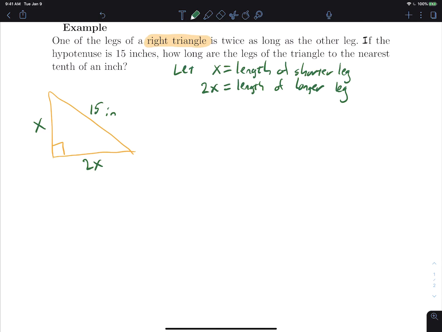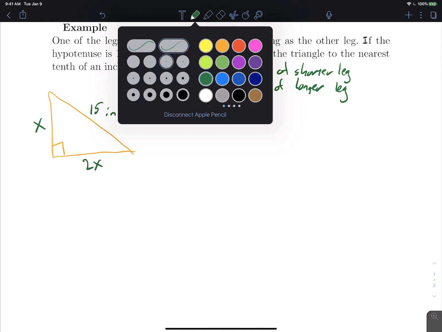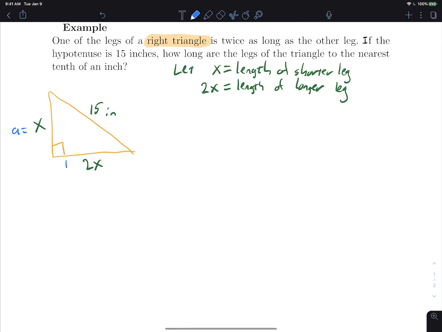And from this, we know a squared plus b squared equals c squared. So if we say that a is equal to x, b is equal to 2x, and c is equal to 15, that means that with our formula a squared plus b squared equals c squared, that tells me that x squared plus (2x) squared equals 15 squared. And this is very important. Make sure that you square everything here. Now, I didn't put a parentheses around this x, but it probably would have been easier to see that way. So x squared plus (2x) squared equals 15 squared.